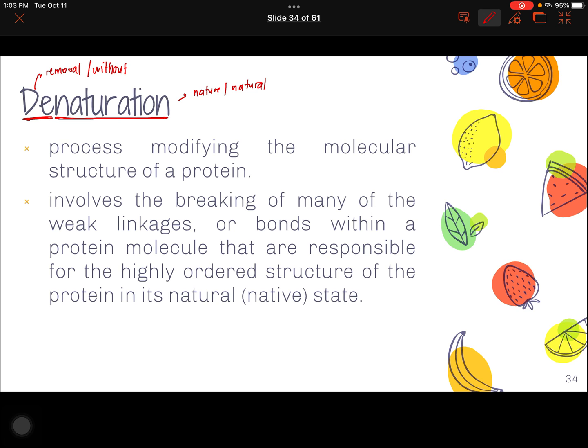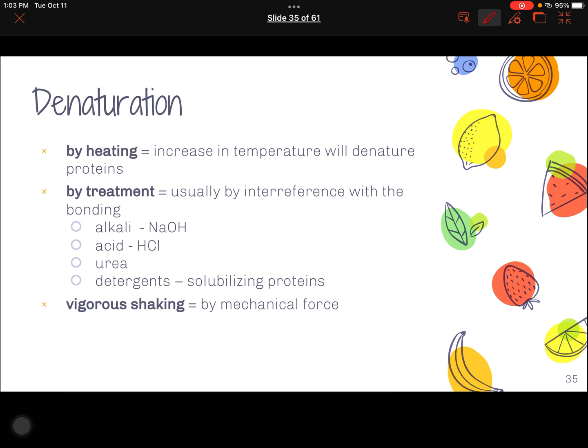It is a process of modifying the molecular structure of a protein. It involves breaking down of many of the weak linkages or bonds within a protein molecule that are responsible for the highly ordered structure of the protein in its natural or native state. One method of denaturation would be by heating, which is the most common and the most cost effective. An increase in temperature will denature your proteins. Think of boiling pork meat.